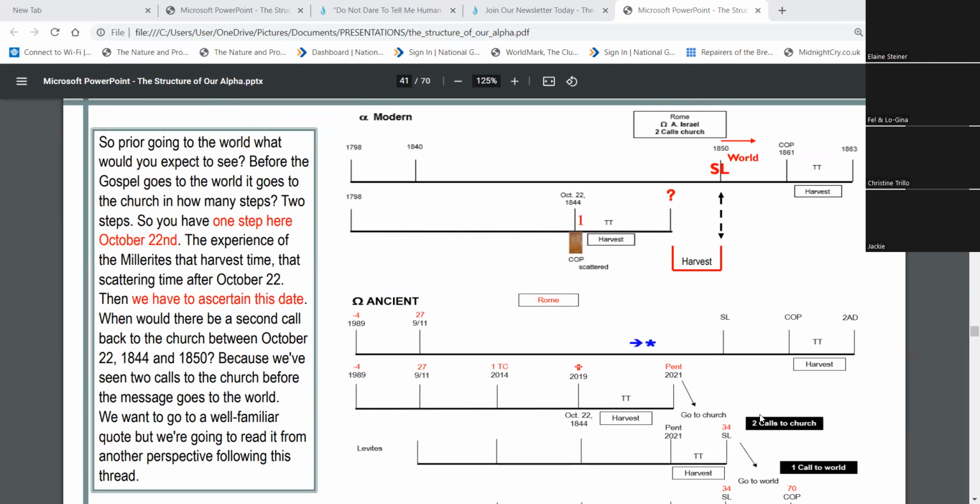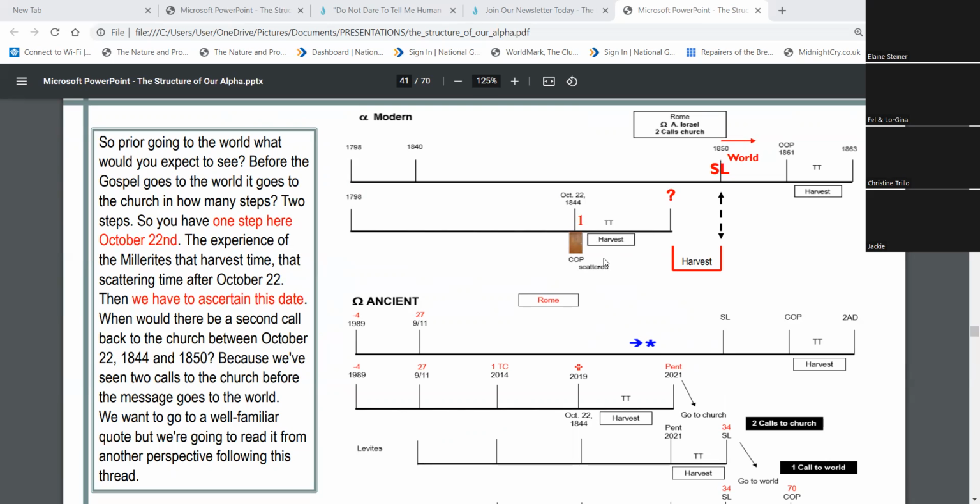So, prior to going to the world, what would you expect to see? Before the gospel goes to the world, it goes to the church in how many steps? 2 steps. So you have one step here, October 22nd, the experience of the Millerites at that harvest time, that scattering time after October 22nd.